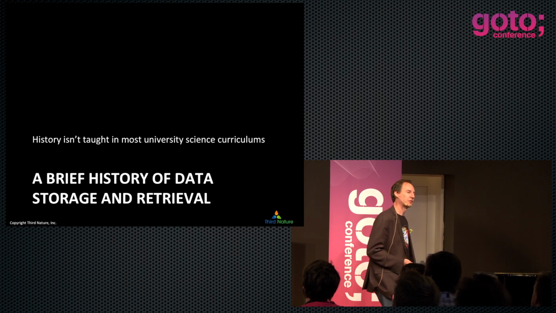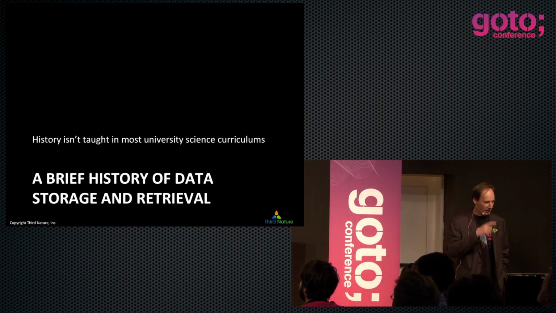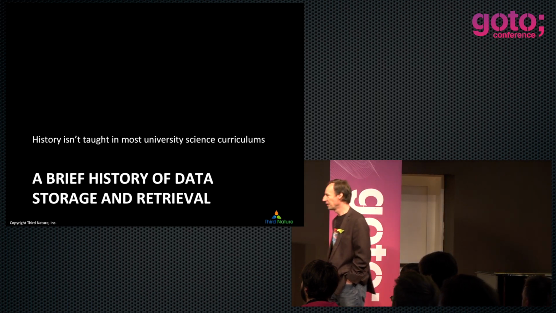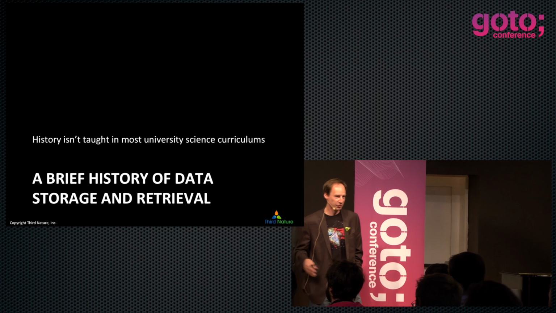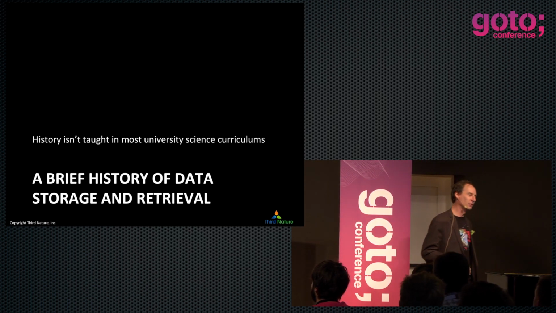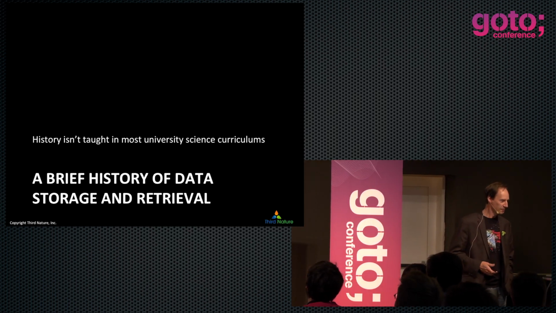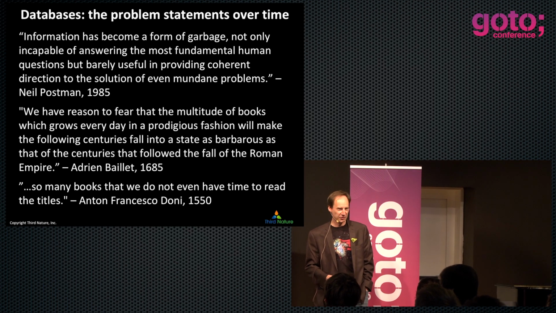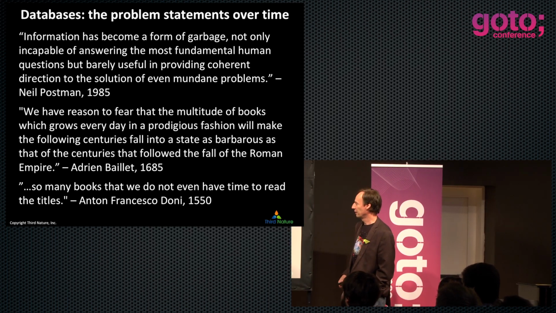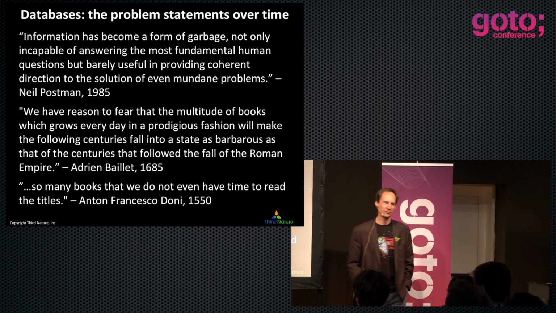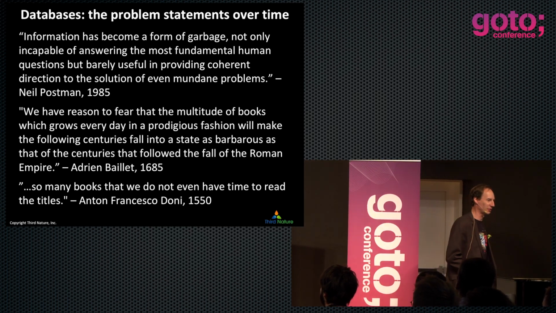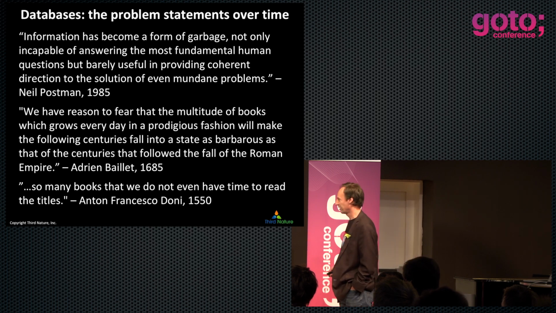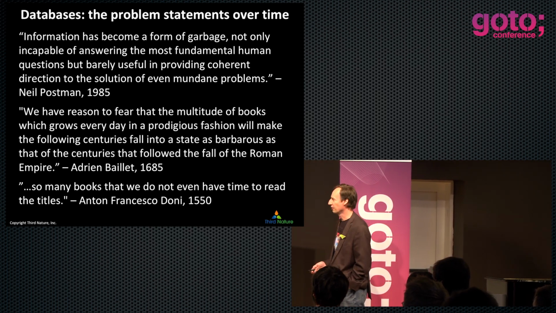One of the things that I'm very interested in is the history and patterns. So I'm going to start this with a completely non-technical topic for about 10 minutes, which is a brief history of data storage and retrieval, which is only technical in the theoretical sense. Because if you look at the problem, we've been talking about information overload and scale problems for a long time. We don't really have good records before about 1550 about the problems of scale. So many books, we don't have time to read the titles, which is sort of like I can't get past the first page on Google.